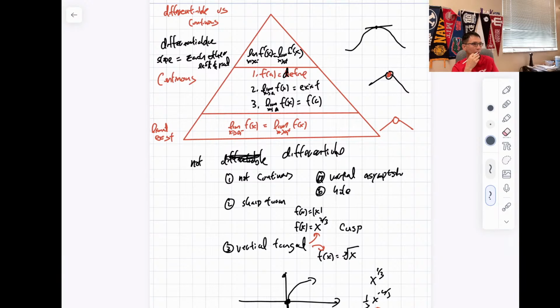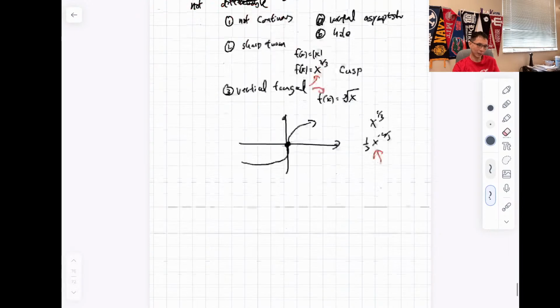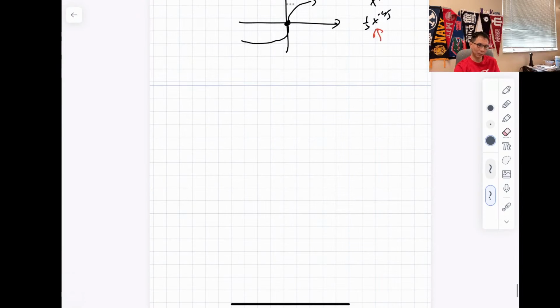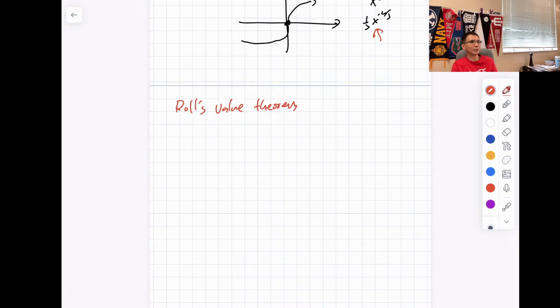Do you guys remember what the mean value theorem is? Or Rolle's theorem? Okay. So can somebody tell me what Rolle's theorem is? Nathan knows, but I don't want to ask Nathan. Nathan's like, I remember this. Good. I need the rest of you guys to see if you remember. What's Rolle's theorem? Jordan?